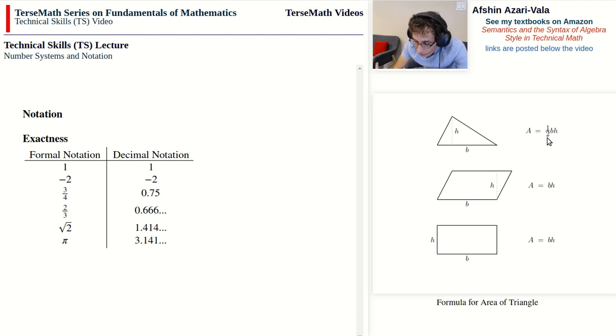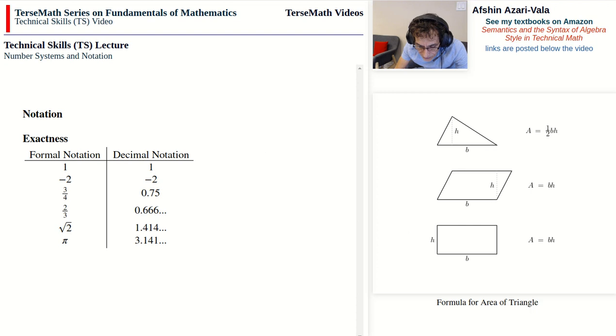And therefore, that's why we use the formal notation here. You see, no mathematician, no physicist, no scientist worthy of their degrees would start this formula with 0.5 bh. Right? You always see the formal notation being used because it's exact, and therefore that's what we want in theory, and that's what we use. Okay, so that's about exactness.